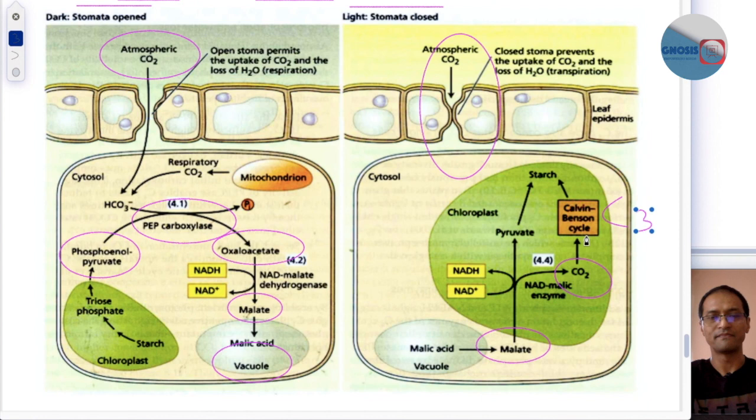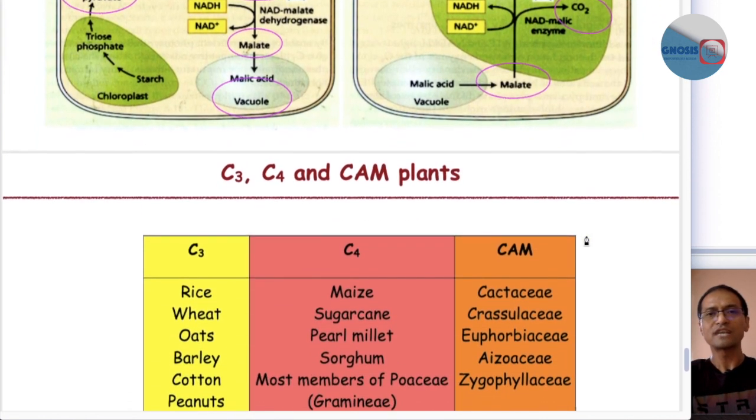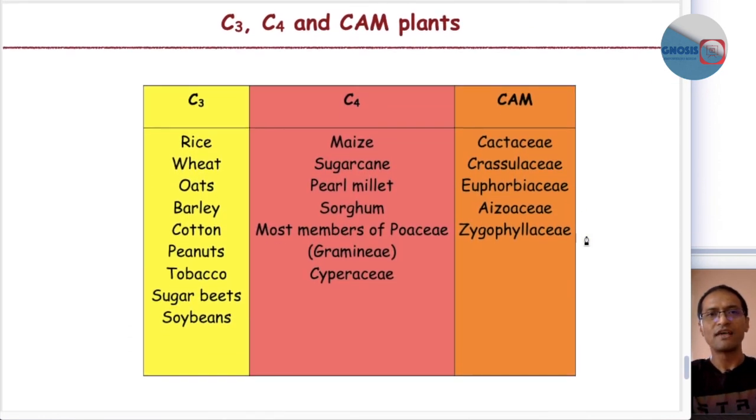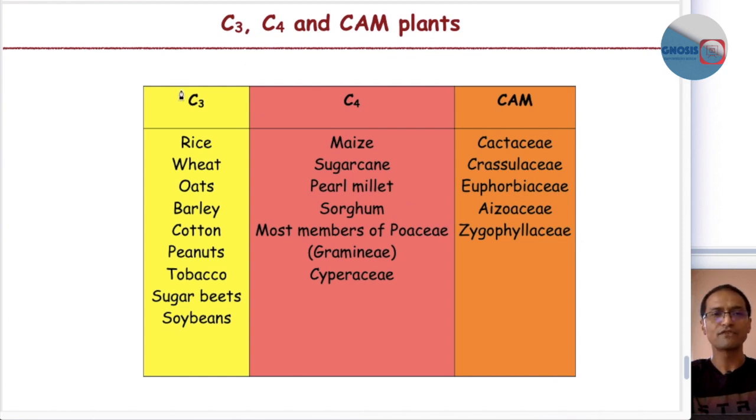When you start looking at a few examples, we see that most of the crops that we have are C3 crops. So your rice, your wheat, your oats, your barley, they are all C3 plants, and they suffer from the problem of photorespiration. On the other hand, maize, sugarcane, millet, members of Poaceae, have evolved the C4 pathway of carbon dioxide fixation and carbon dioxide assimilation.